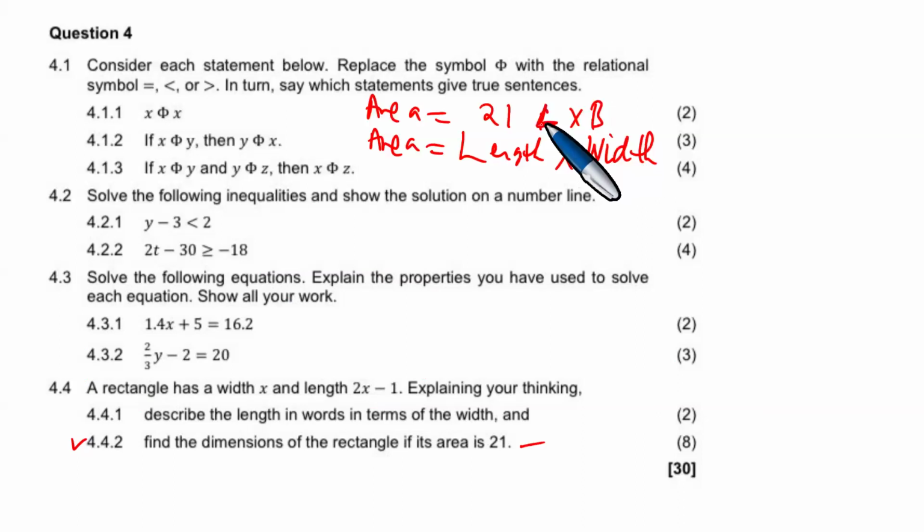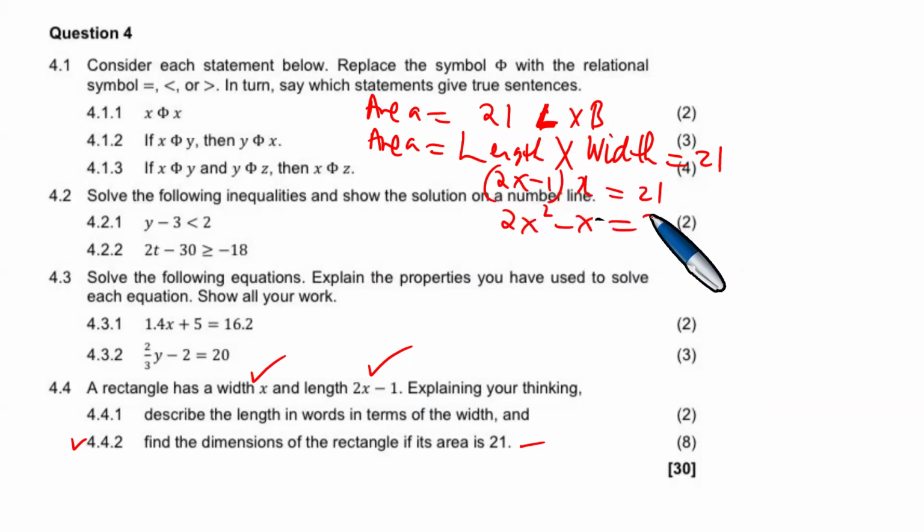So we continue, which is 21. What is the length here? The length is 2x minus 1. The width is what? It's x. So let's distribute here. We have 2x squared minus x equals 21, which means 2x squared minus x minus 21 equals 0.